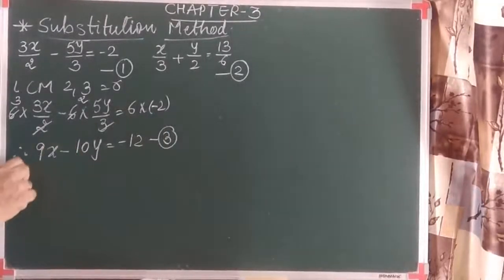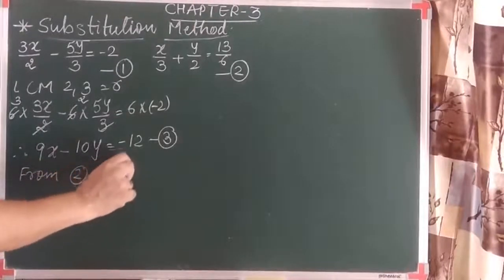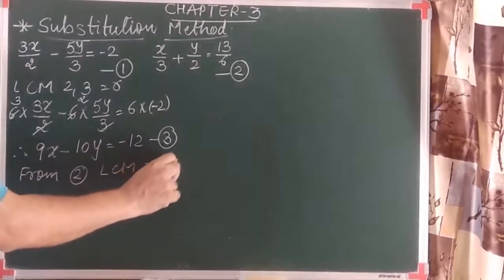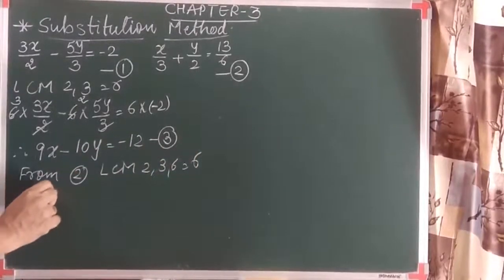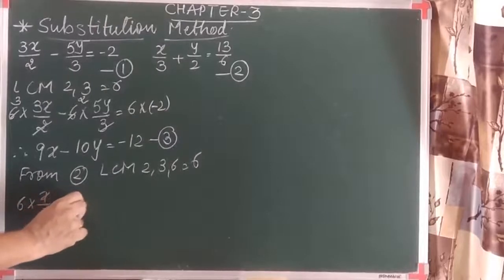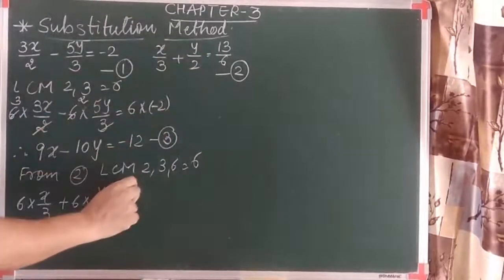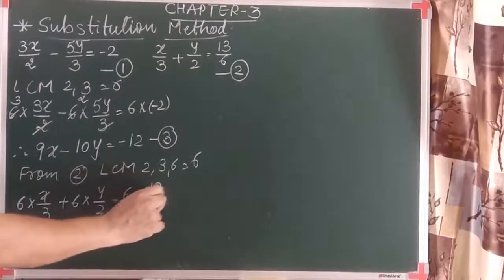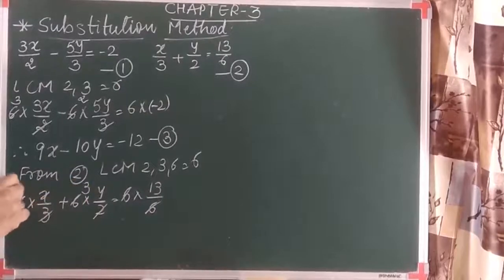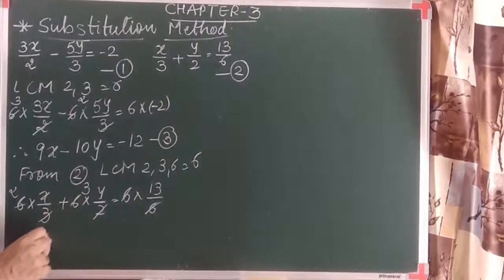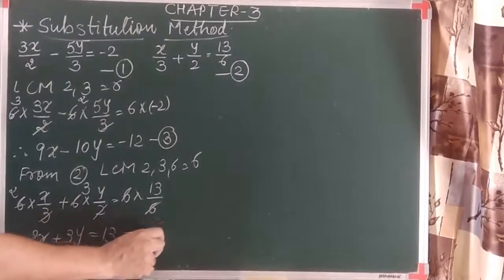Now from equation 2, the LCM of the denominators 2, 3 and 6 is 6. So multiply all the terms of that equation by the LCM 6. What I am doing here is multiplying all the terms of the second equation by 6. 6 cancels, 2 3s are 6 and 3 2s are 6. So you can see that it becomes 2x plus 3y is equal to 30. This is my equation number 4.